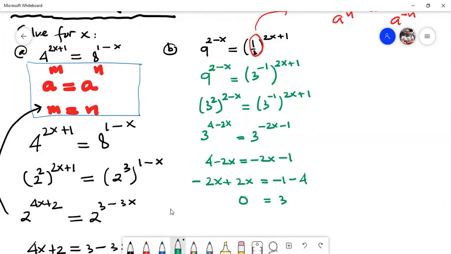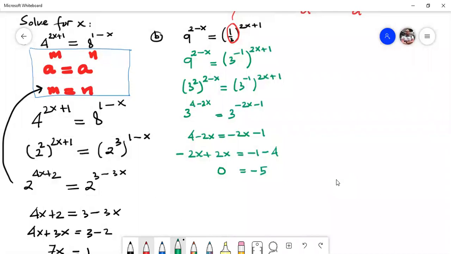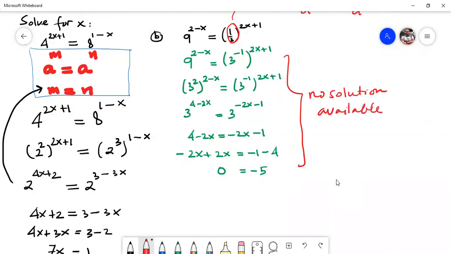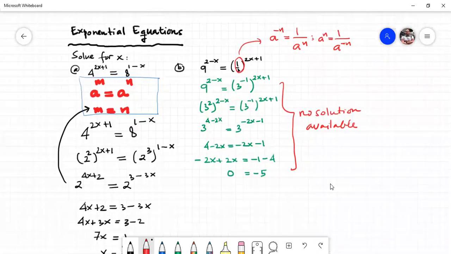Okay, so this must be -5. Now, what do we have here? What do you think? Do we have the solution? 0 equals -5, which is impossible. So it means for this problem, no solution. No solution available. Okay, take note of that. Okay, so that's the 2 questions.